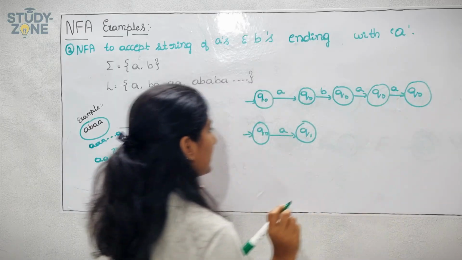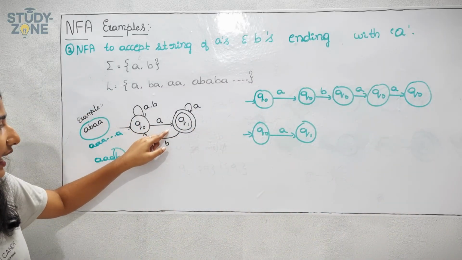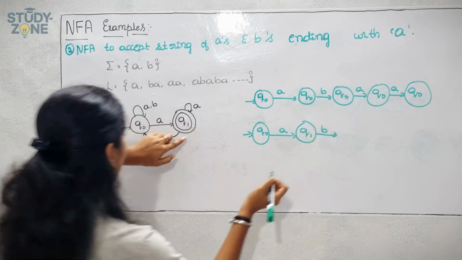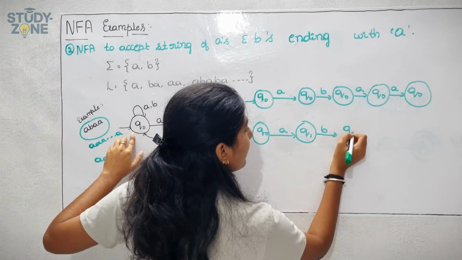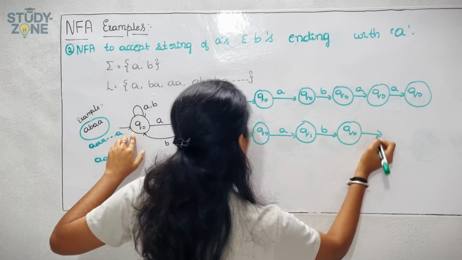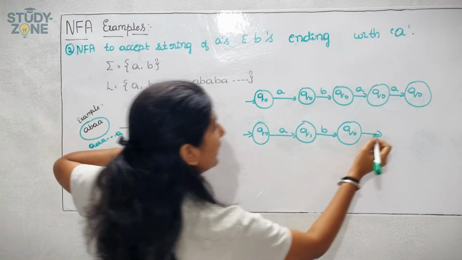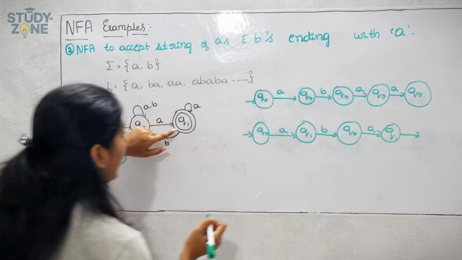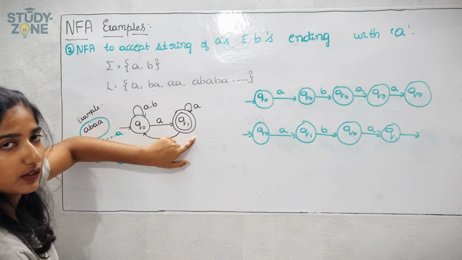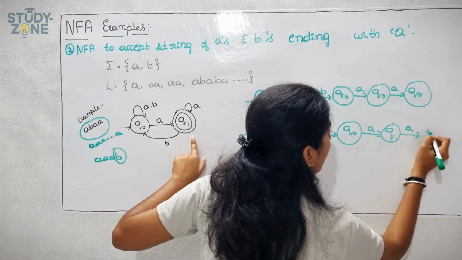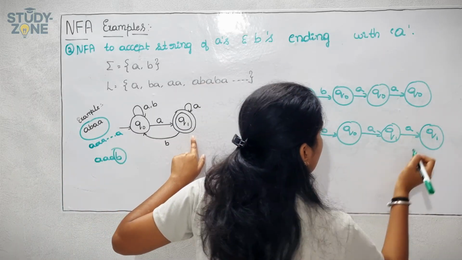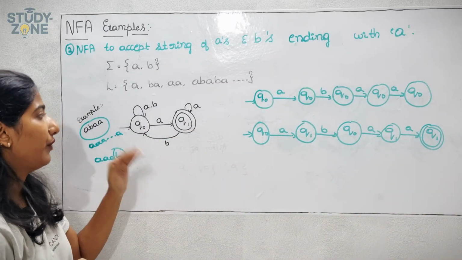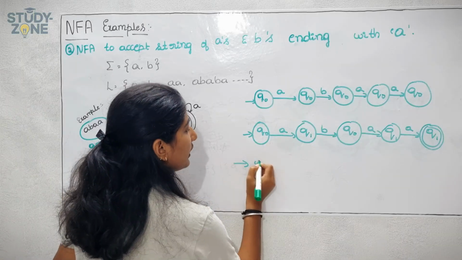This is one case. And in the next case, if I get A, I will be moving to Q1, and if I get B here, I will be moving back to Q0, and if I get A again, I will be moving to Q1, and then if I get A, I will be there in Q1 state only. This is two cases, and there is one more case I will tell you.